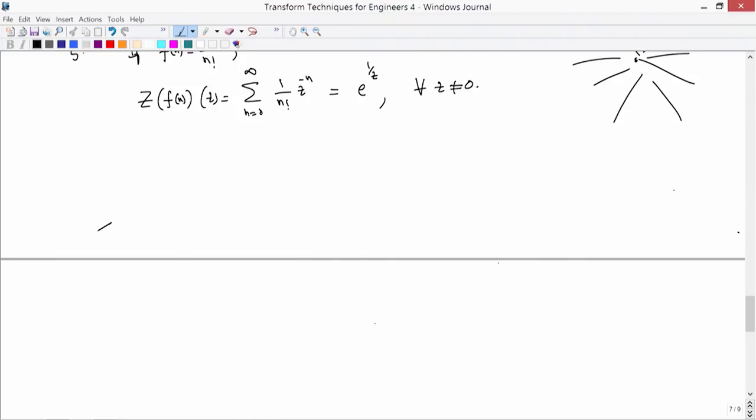In the same way you can get other examples. Let me give some more examples that we may use later. The z transform of n square, if you actually calculate, as a function of z, is sigma n from 0 to infinity of n square z power minus n. So how do I get this? n square is this.